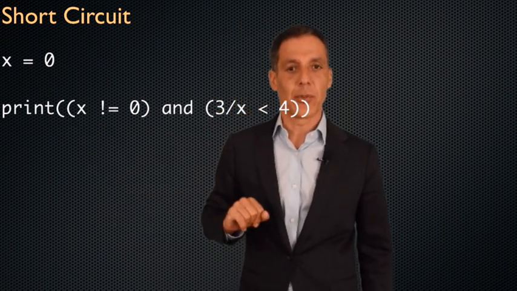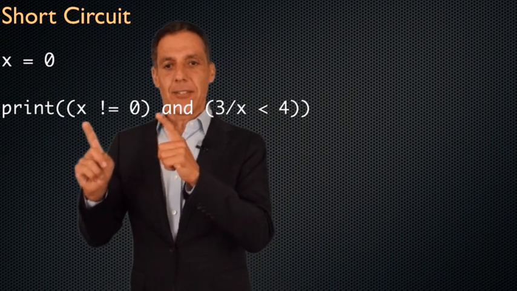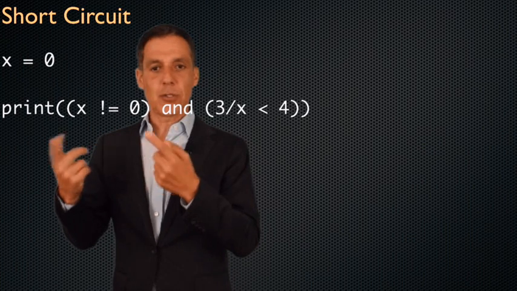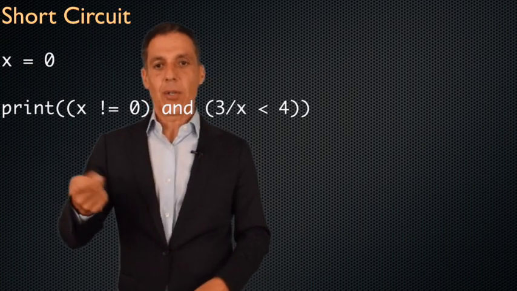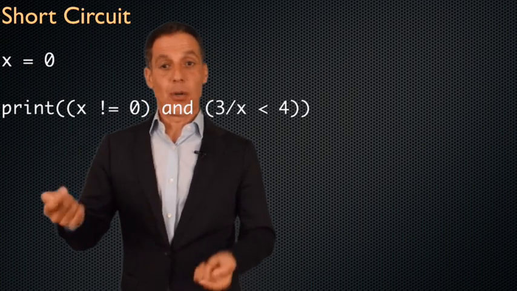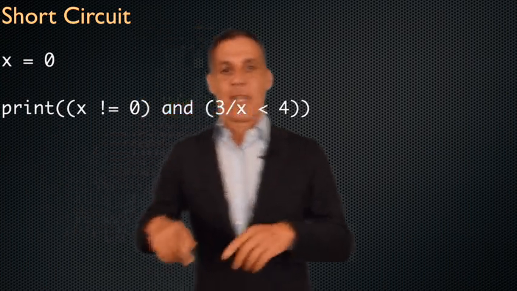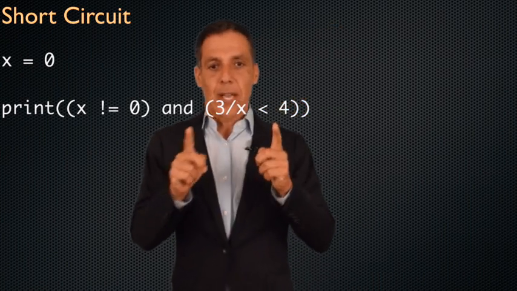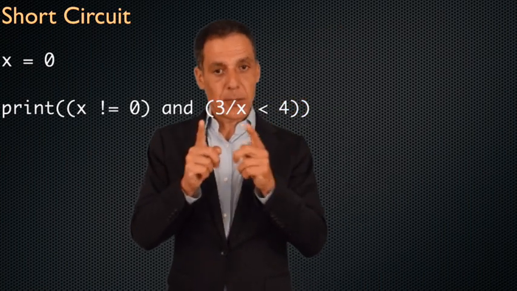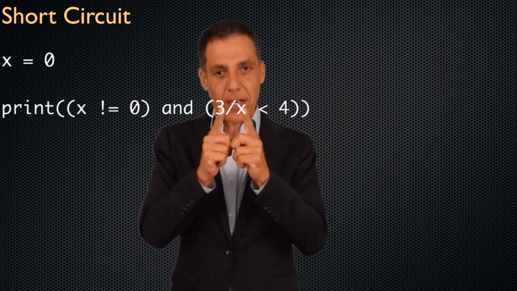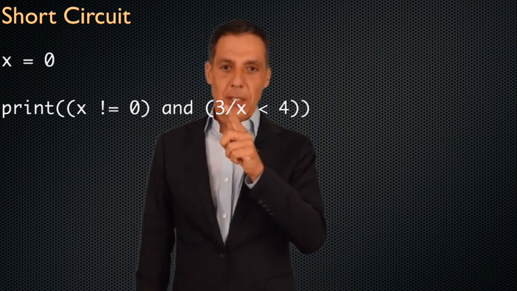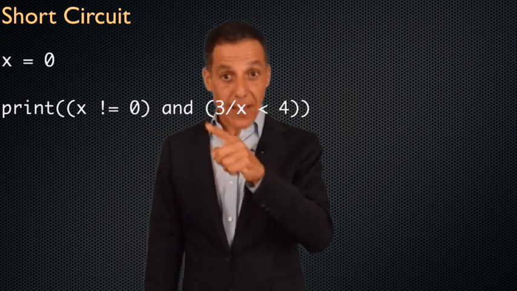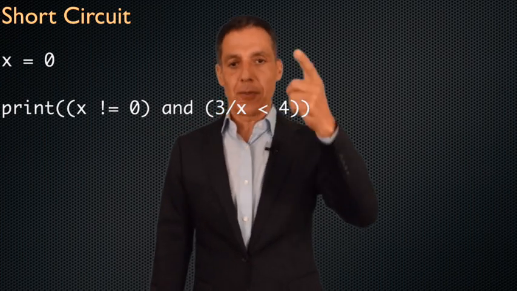So let's just go ahead and look at the Boolean expressions. I'm asking, is x not equal to 0? Okay, good. So that will evaluate to true or false. So if x is 0, that'll evaluate to false. And if it's not 0, it'll evaluate to true. Good. Here I'm asking, is 3 divided by x less than 4? So here I have to evaluate this expression. But to evaluate that expression, I have to evaluate this numeric expression first. So I'm going to divide 3 by x, and then I'm going to compare that value to 4, and I'm going to return true or false.